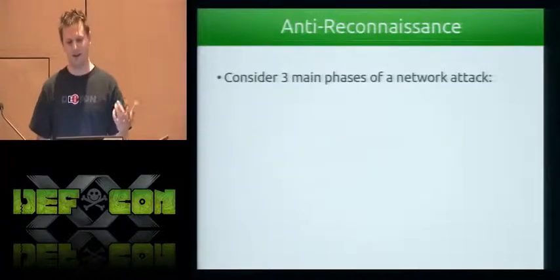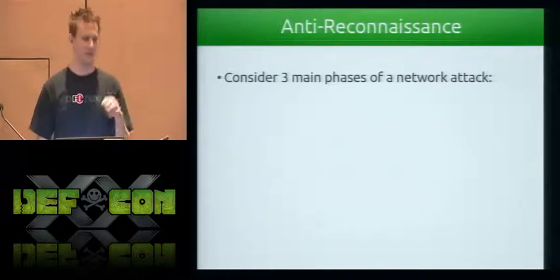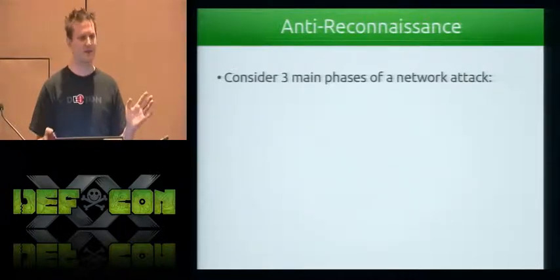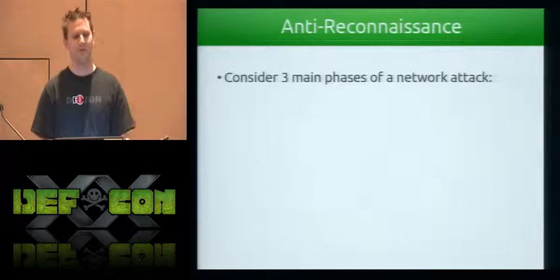So I want to start by saying, what we're talking about is anti-reconnaissance, right? There are, generally speaking, 3 main phases of a network attack. You're not going to find this in a textbook anywhere because I completely made it up, but I think you'll find that it's roughly true, right?